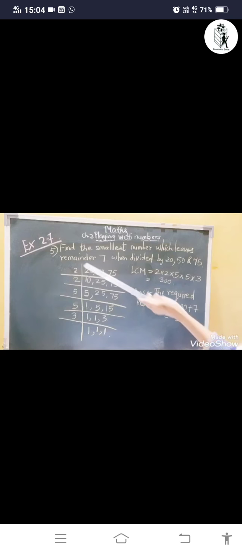Coming to question number 5. Question number 5 says, find the smallest number which leaves remainder 7 when divided by 20, 50 and 75. You remember in HCF, when such a kind of question was there, where we had to find the largest number which leaves a remainder of. Such types of sums were there in 2.6.